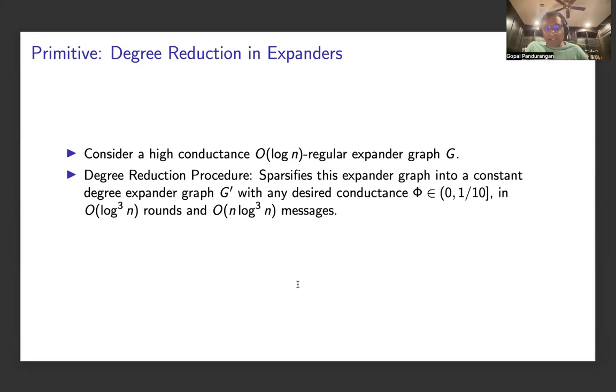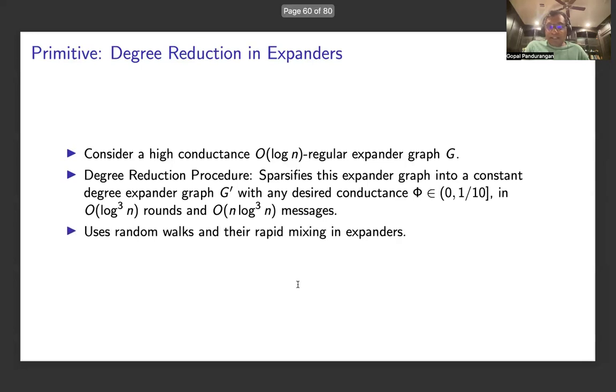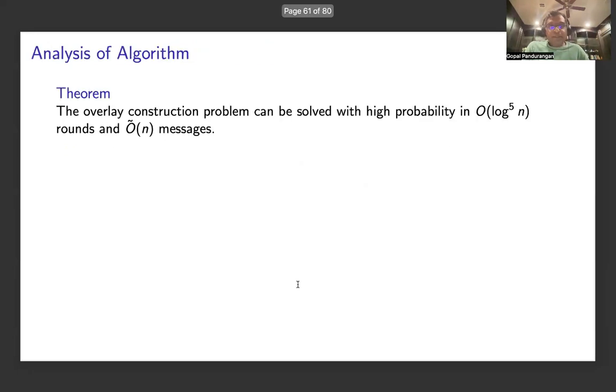And we show that this can be done in log cubed n rounds and n log cubed n messages. The main idea is using random walks. The nice thing is that random walks can be easily implemented using gossip, because they are lightweight and can be simulated with essentially only a logarithmic slowdown. Using random walks and rapid mixing in expanders, we show that given this denser expander, I can sparsify it.